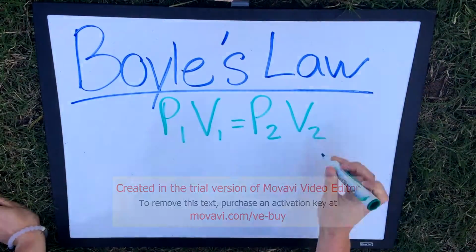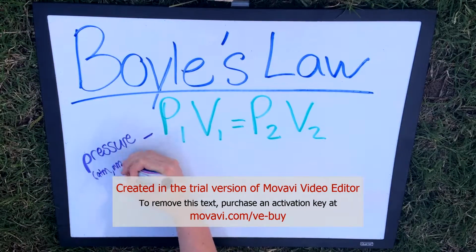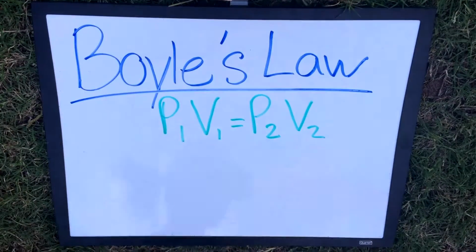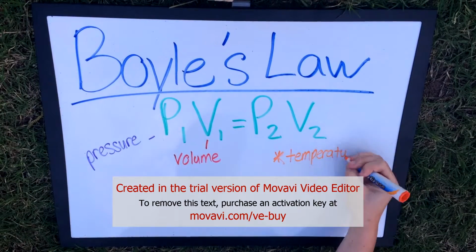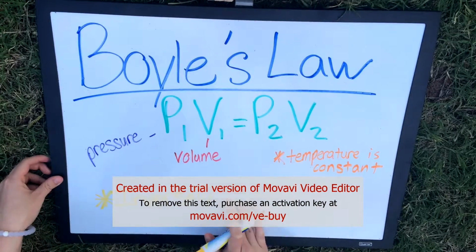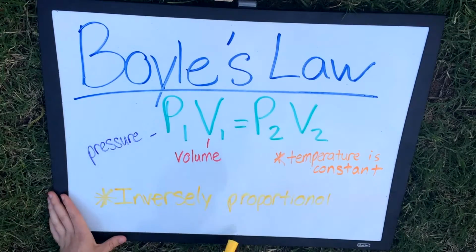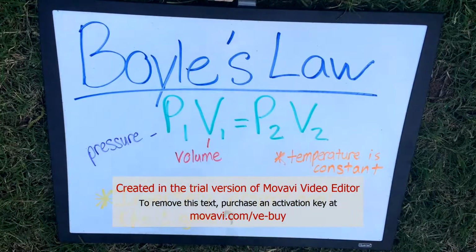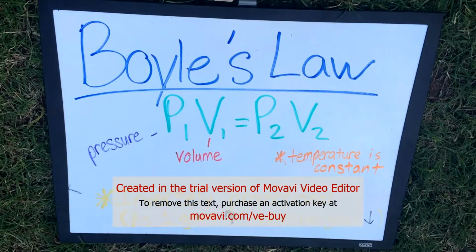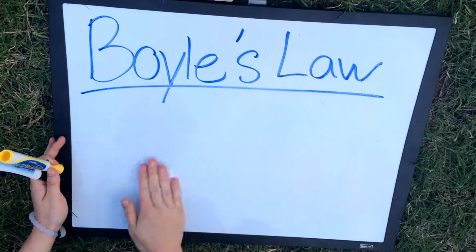The first gas law is Boyle's law. Boyle's law deals with the relationship between the pressure and the volume of a gas. They have an inversely proportional relationship, which means while one goes up, the other goes down. As an equation, this looks like pressure 1 times volume 1 equals pressure 2 times volume 2, where P is the pressure and V is the volume. When using this law, the temperature stays constant.